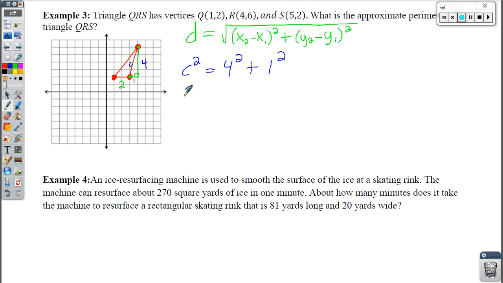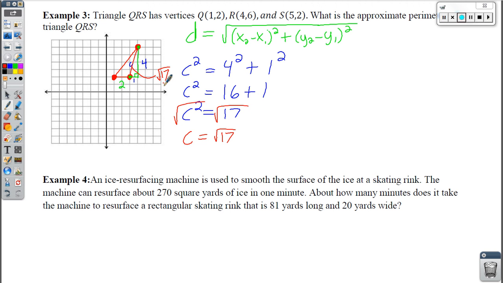All right, so the first thing to do then is to take care of each of these squares. So 4 squared is 16. 1 squared is 1. It's just 1 times itself, 1 times 1. Add those together and we get 17. But we don't want c squared, we want c. So let's take the square root of both sides, and we get c equals the square root of 17. Now that is going to be a decimal number, but let's leave it as the square root of 17 for right now.